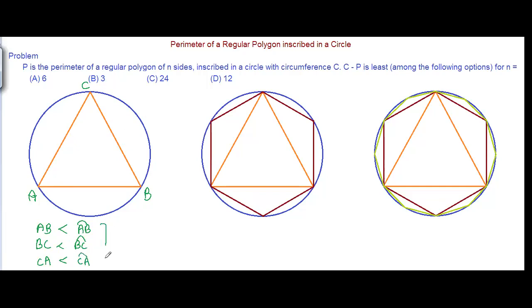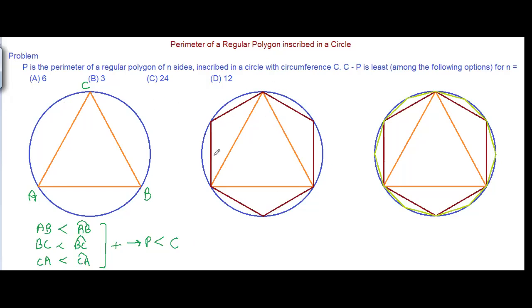If we add these three, AB plus BC plus CA becomes the perimeter of this triangle, which is less than, when we add the arcs, that becomes the circumference of the circle.